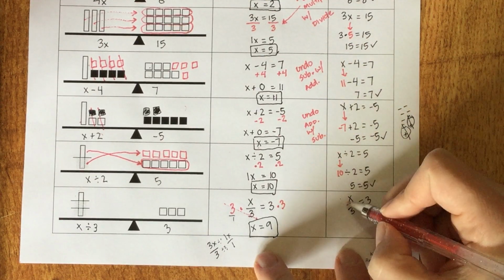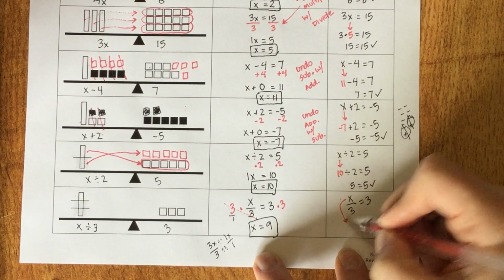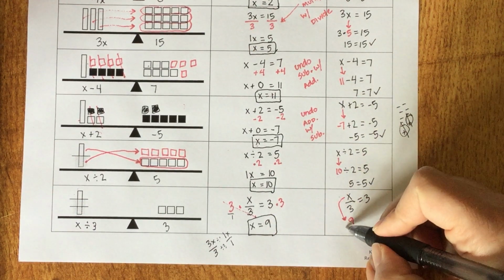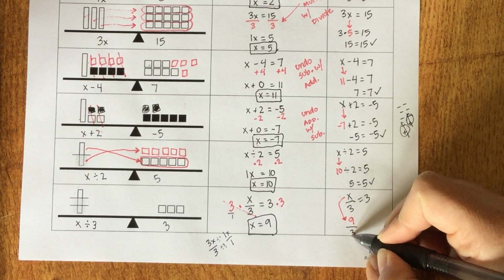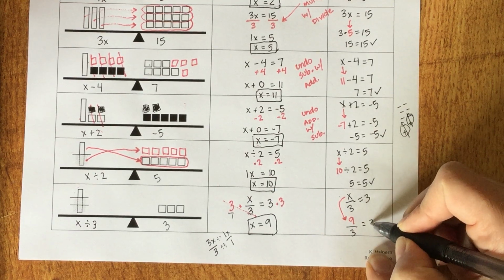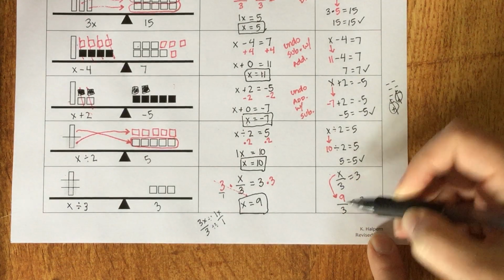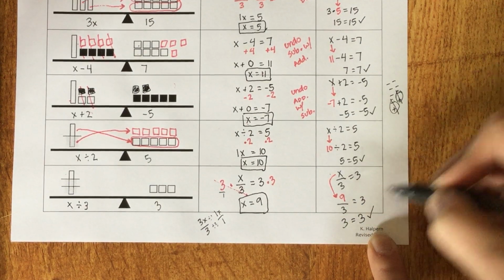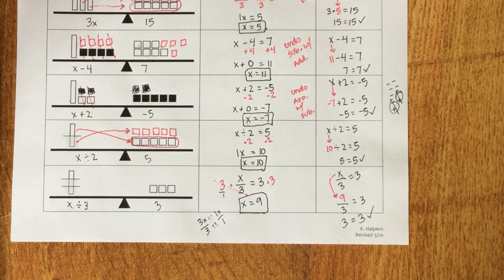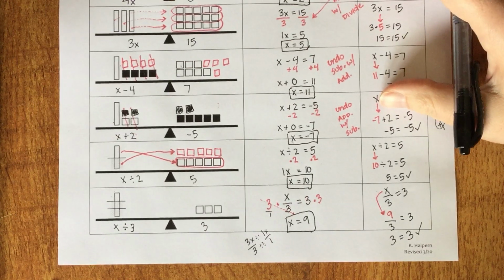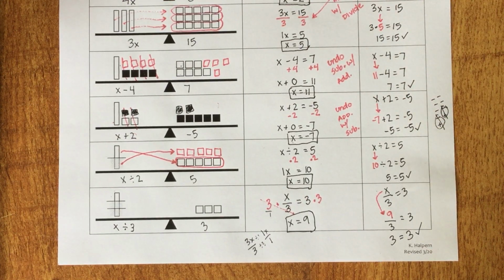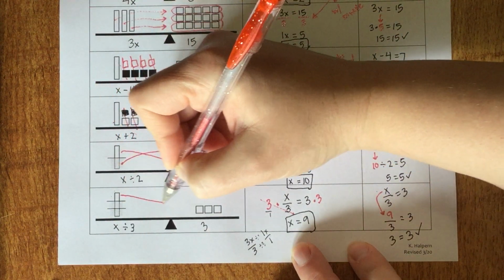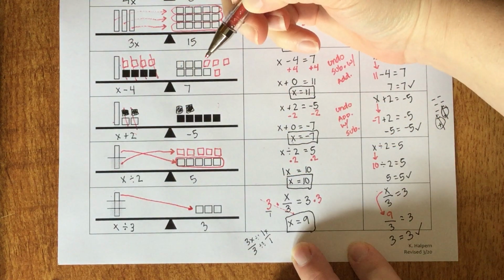To check, I will substitute the 9 for the x. Nine divided by 3 is equal to 3. And I do get a true statement, so I know that x's value is really 9. Just to confirm, using the illustration, this third is those 3.